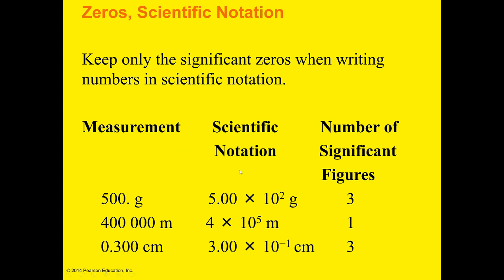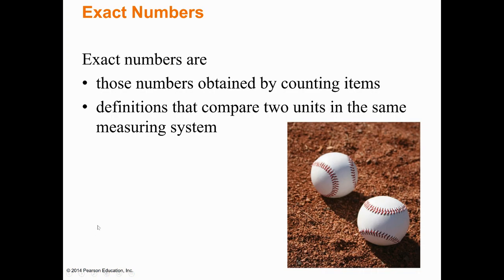All right, so here's some more practice for you guys. Here's the scientific notation, 5.00 times 10 to the 2. That would have 3. 4 times 10 to the 5, that's just 1. 3.00 times 10 to the negative 1 is 3. And that's where I left off on this video lecture in class.